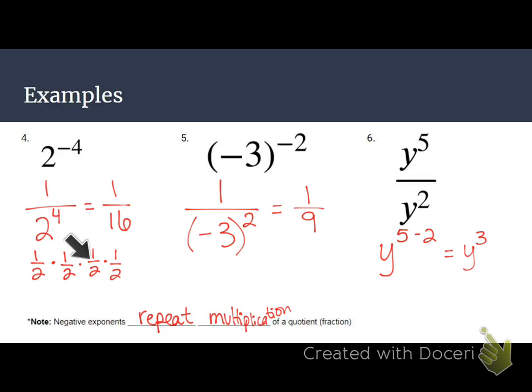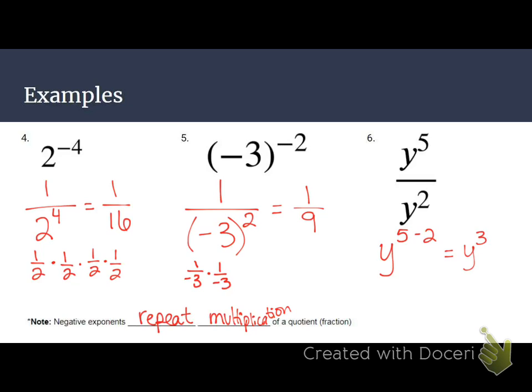So usually you won't see it written out as repeated multiplication of a fraction, but that is another way of thinking about it. So 3 to the negative 2nd power is like 1 over -3 times 1 over -3, which again would still give us 1 over 9. It's just a different way of looking at the problem. Questions, concerns before we do some more?